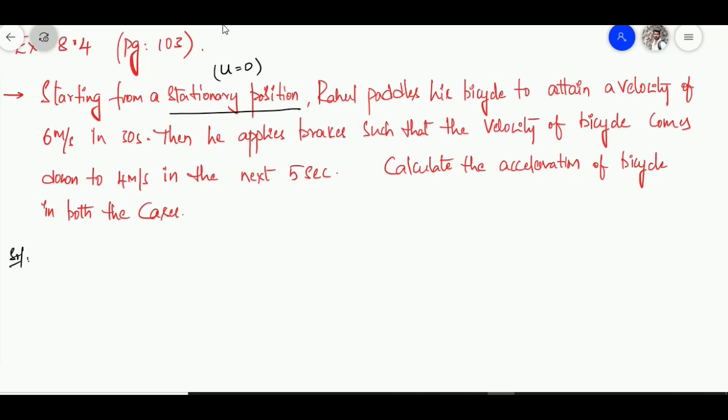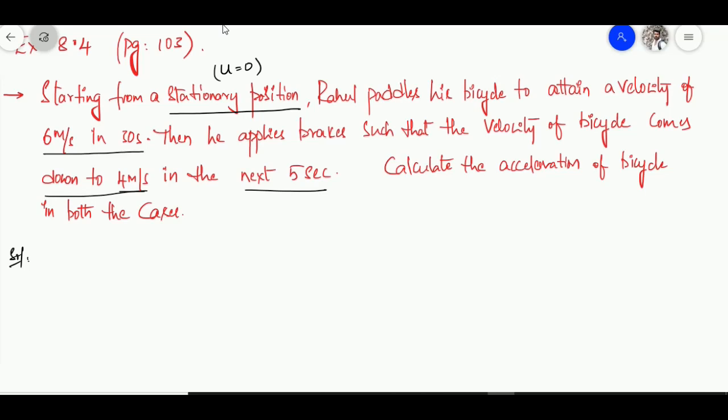Then Rahul pedals his cycle. It's not a bike, so he doesn't have any accelerator; he has to pedal to get his velocity. He attains a velocity of 6 meters per second in 30 seconds. Then he applies the brake such that the velocity of the cycle comes down to 4 meters per second from 6 meters per second in the next 5 seconds. Calculate the acceleration of the cycle in both the cases.